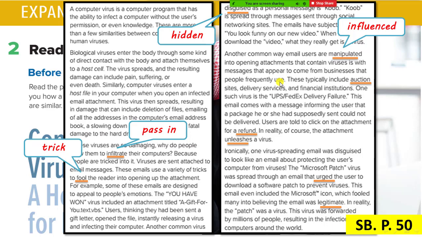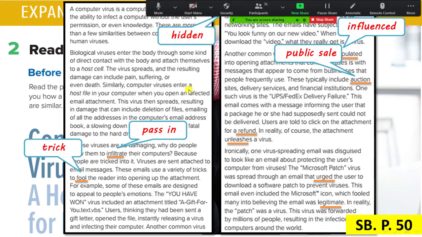Okay, thank you, Abdullah. These typically include auction sites, delivery services, and financial institutions. Auction means public sale. يعني غالبا الإيميلات دي يا شباب بتكون جاية لك من مواقع زي auction sites اللي هو public sales اللي هو المزاد العلني او البيع اللي هو الاوكازيونات حاجات زي كده يعني. Delivery services او خدمات التوصيل and financial institutes الاماكن المالية او المؤسسات المالية.